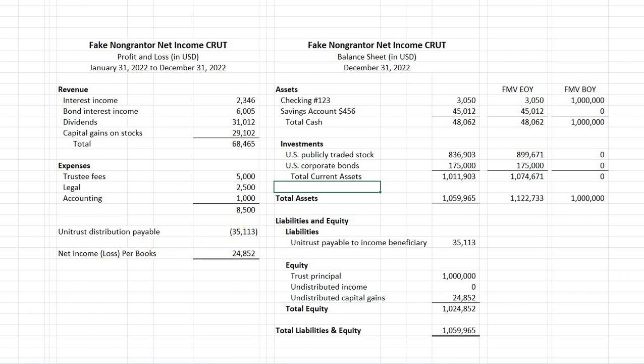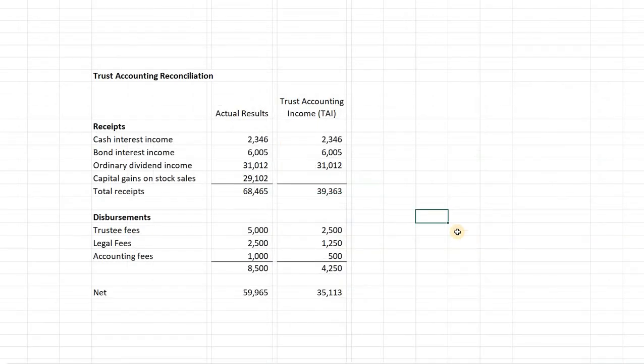So how do we figure out how much is the distribution payable to the beneficiary? So we've done a trust accounting reconciliation, right? So what are our actual kind of cash in results here? Cash in, cash out. We've got our interest, the investment income, and our trustee fees, legal fees, accounting fees. So for our trust accounting income, in accordance with how we're supposed to do it under the trust agreement, we're including the interest, the dividends, but we are not including capital gains, right? So capital gains are just going to be allocated to principal from a trust accounting income perspective.